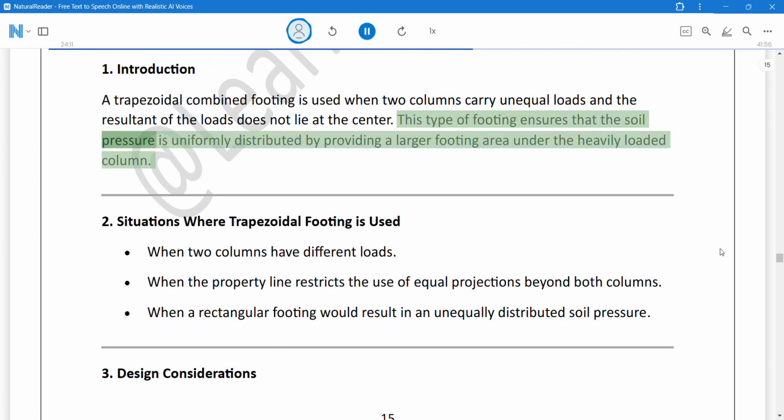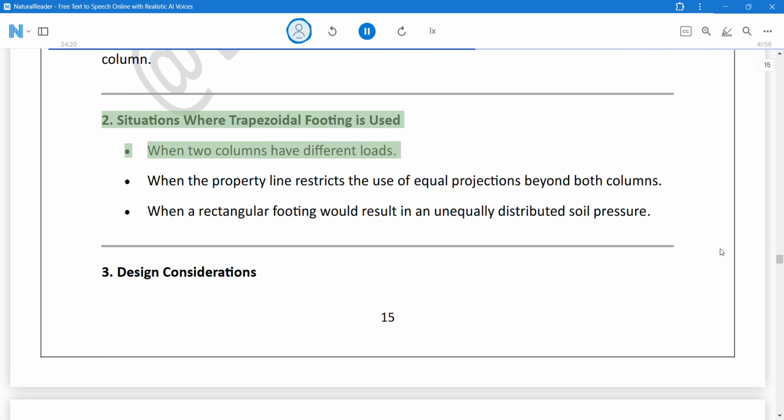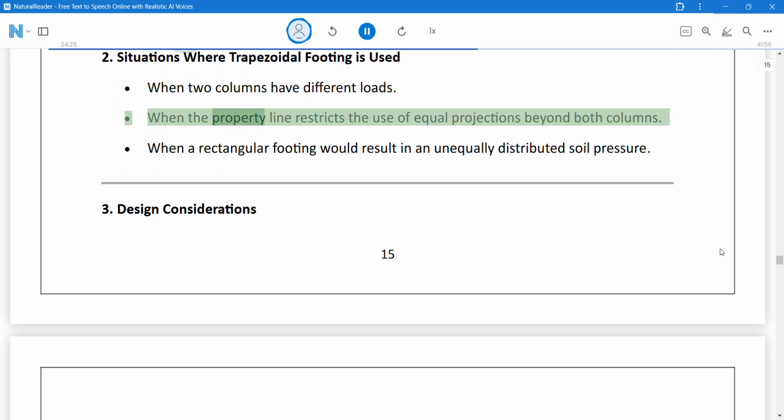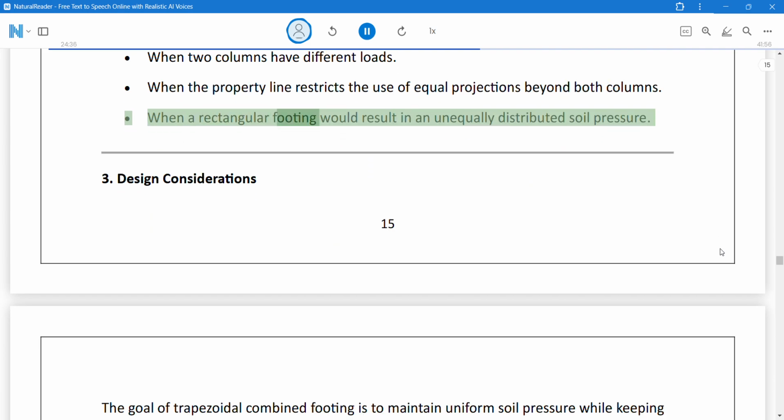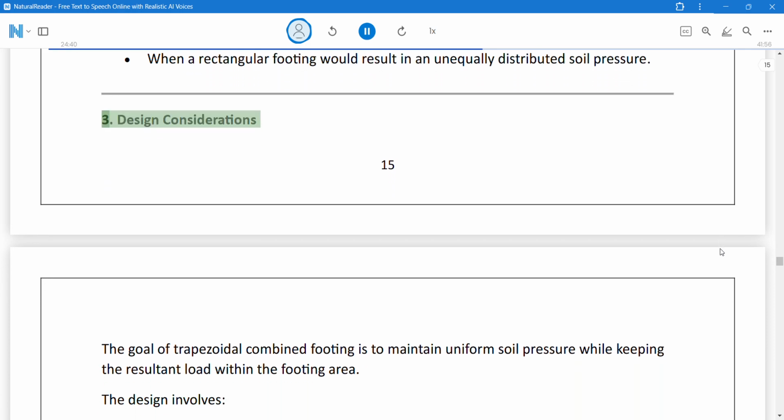This type of footing ensures that the soil pressure is uniformly distributed by providing a larger footing area under the heavily loaded column. Two situations where trapezoidal footing is used: when two columns have different loads, when the property line restricts the use of equal projections beyond both columns, and when a rectangular footing would result in unequally distributed soil pressure.